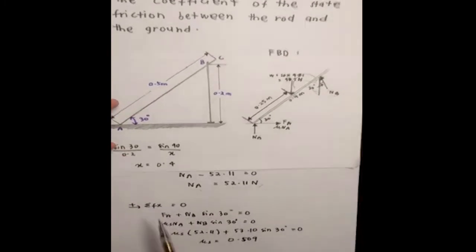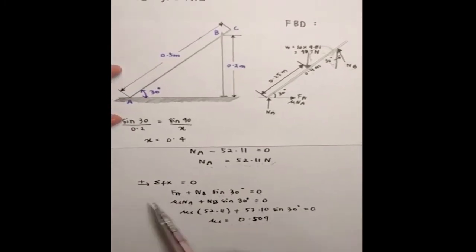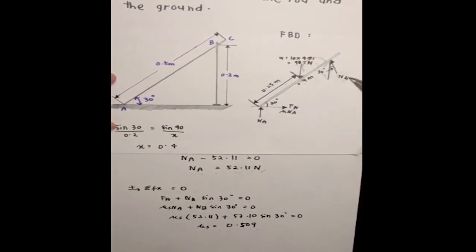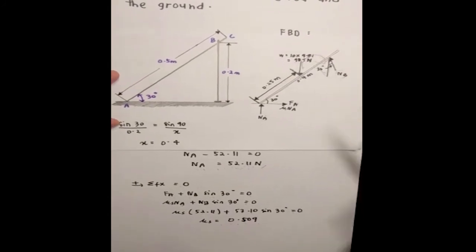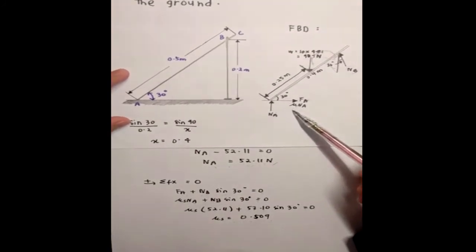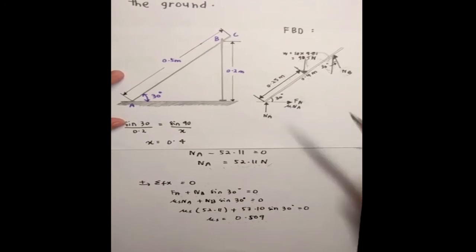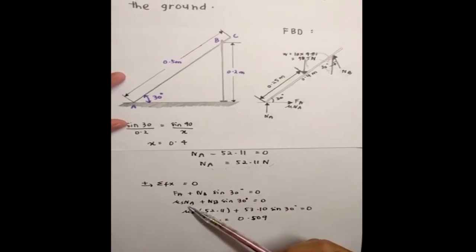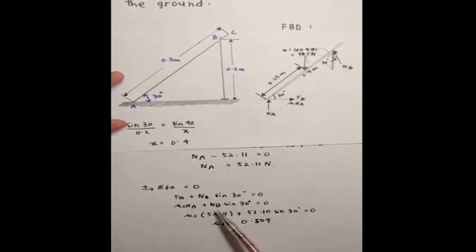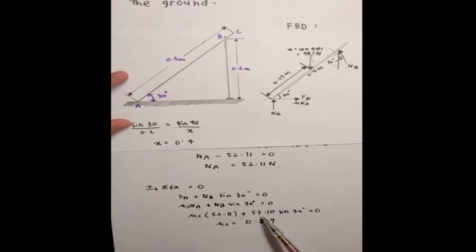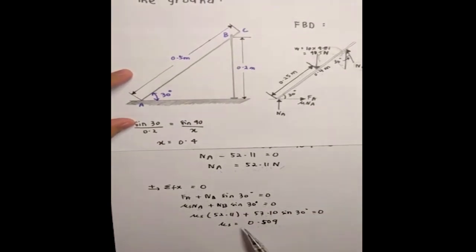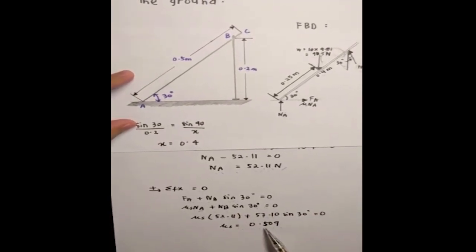The last one is the summation of Fx equal to 0. Starting from here, force A plus external load at point B sin theta equals 0, where force at point A represents the coefficient of static friction between the rod and the ground multiplied by the normal load at point A, which is 52.11 Newton, plus the external load at point B, which is 53.10, times sin 30, equal to 0. So we get the coefficient of static friction between the rod and the ground is 0.509.